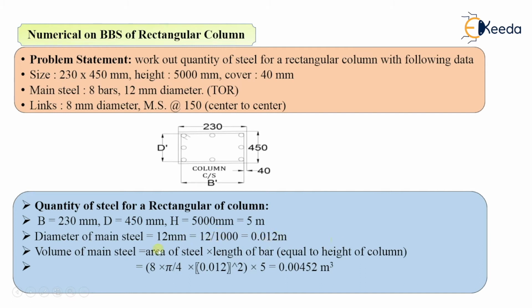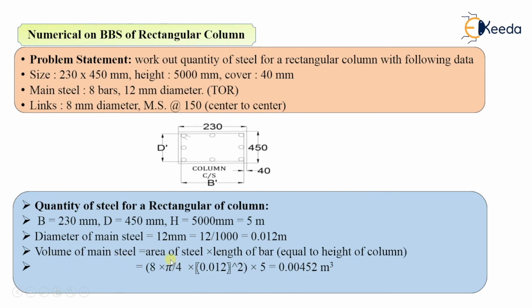Then how you can calculate the volume of steel? First I will calculate the volume of steel. See, what is the formula for volume? Volume is nothing but area into length. So area of steel you can calculate by pi by 4 into d square, and length of bar is nothing but the height of column, because the vertical bar will be along the height of column. So first I will calculate the volume of main steel.